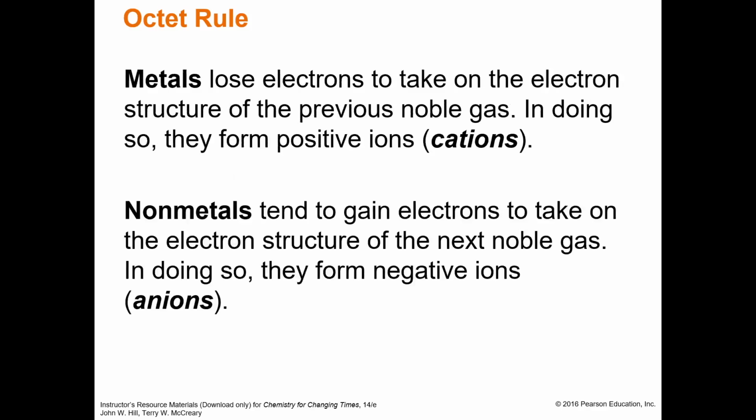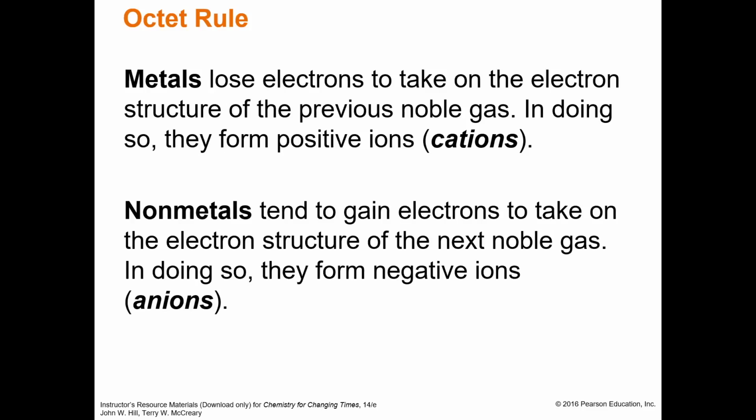So metals, which are on the left side of the periodic table, it's always easier to lose electrons, move to the left, to get to the nearest noble gas. And so metals will lose electrons to take on the electron structure of the previous noble gas and the previous energy level or period. When they do so, they're going to lose negative charge, meaning that they will become positive ions, which are called cations. One of the ways you can help yourself remember this is cats are positive. So cations are positive ions.